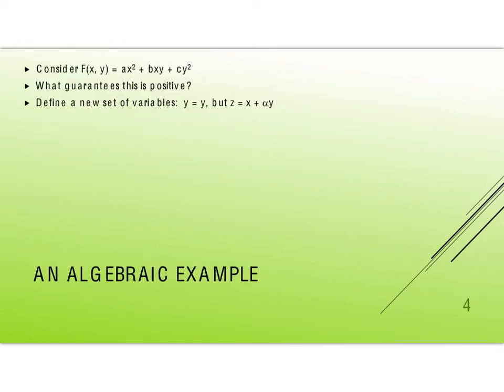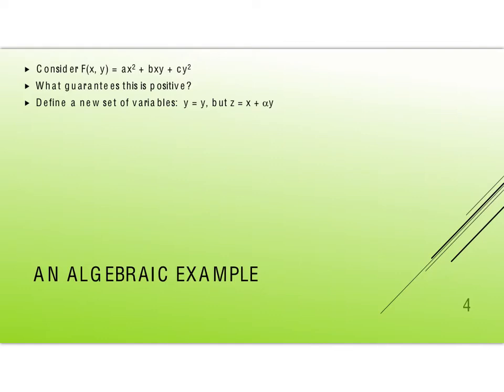Now, we want to be able to mathematically analyze these, and it's actually fairly complex. So what we're going to do is let's just look at a simple algebraic expression, and we'll glean some concepts from that. So we want to know, if I look at a function of ax squared plus bxy plus cy squared, just a simple quadratic expression, what can I say to guarantee that this is going to be positive?